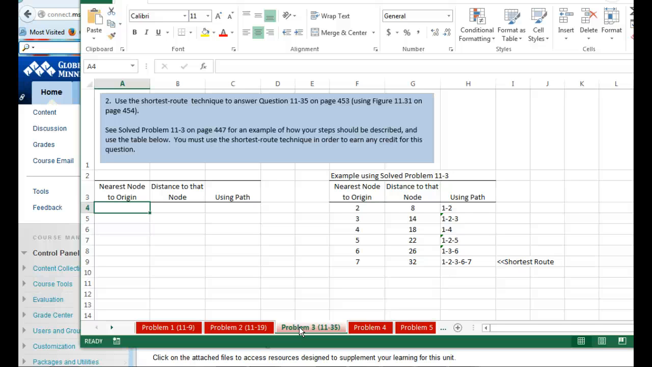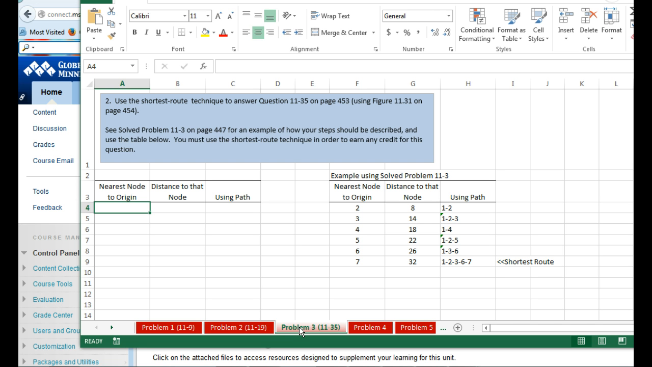And there's a solved problem, a complete problem just like this one for the homework, with the complete solution spelled out on page 447. So this tells you how we solved a shortest route problem. The instructions for the shortest route problems are on page 440 in your chapter reading. So it gives you all of the steps. There's only 3 steps to solve a shortest route problem.